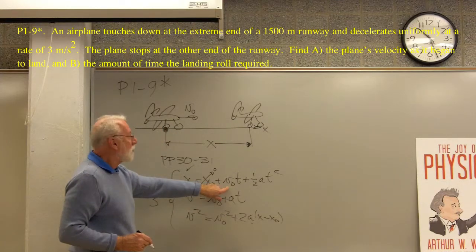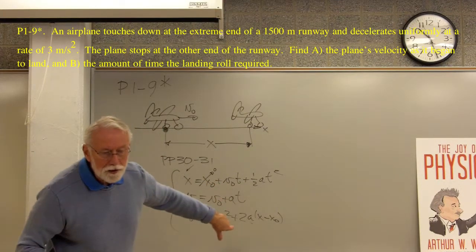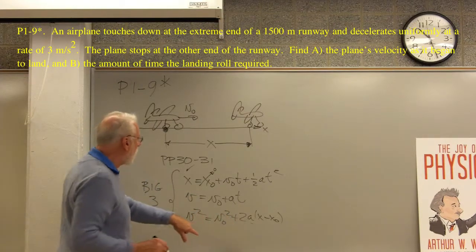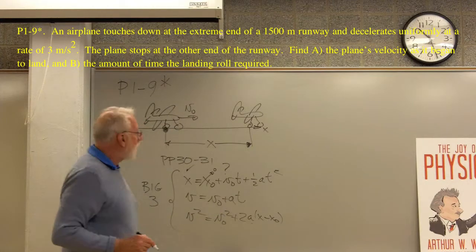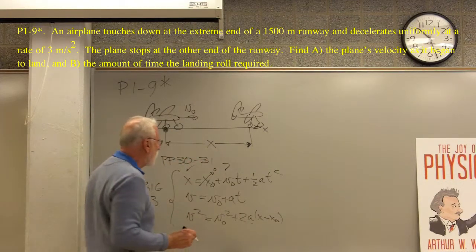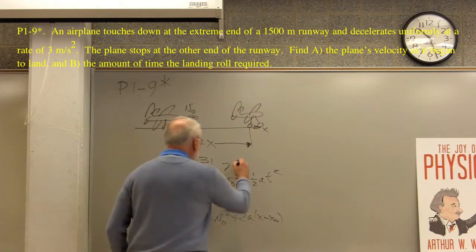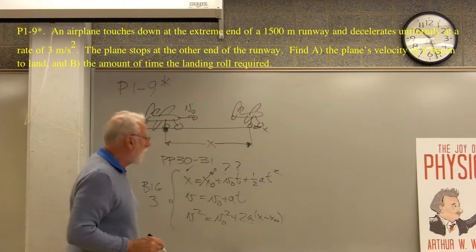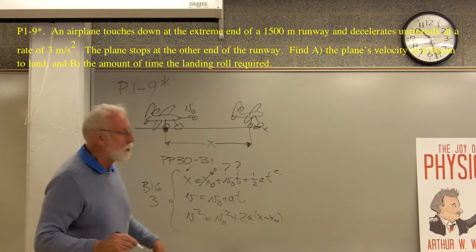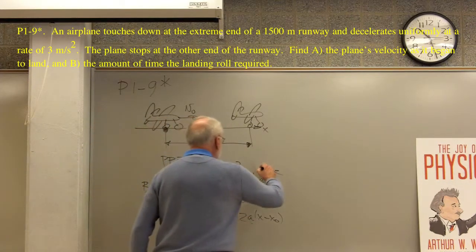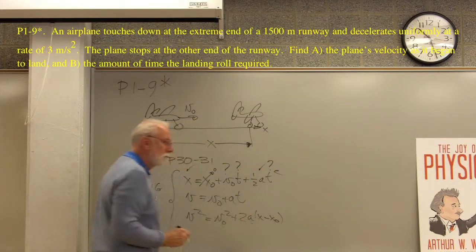v0, that's actually what we want to know. A part says, what is the plane's velocity as it begins to land? That's v0. So this is an unknown. Then t, that's the time it takes to make the landing run. Do we know that? No, that's the B part of the problem. So that's also an unknown. Do we know a? Yeah, it says that it decelerates at 3 meters per second squared. Okay, so we know that. t is also an unknown.